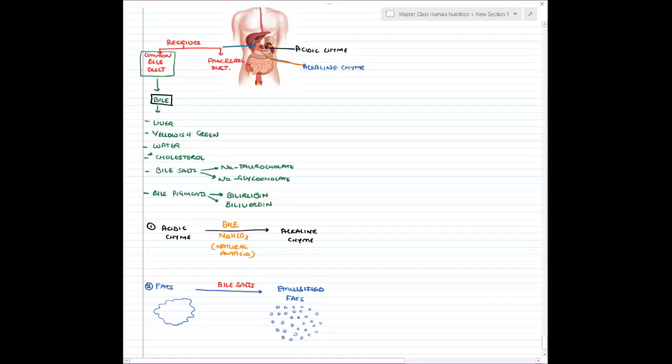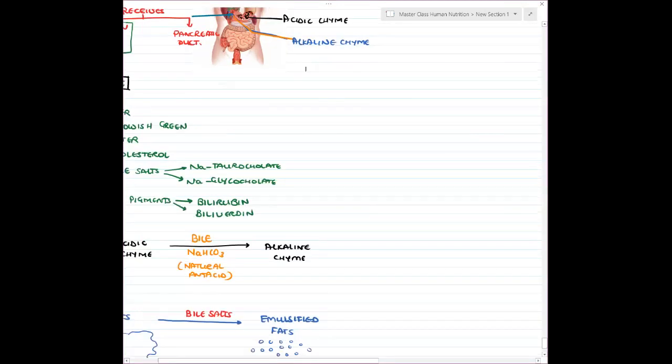Now we need to break them down further. See, we have carbohydrates, fats, and proteins. We need to break down everything into its smallest forms, into its monomers. We need to do that. So now let's try to see the next thing.